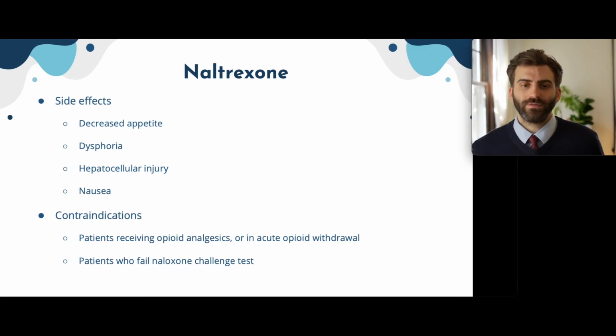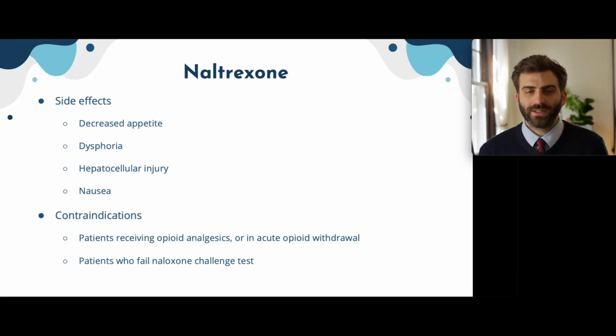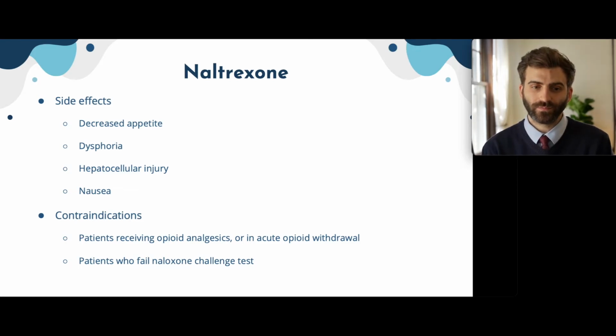Some side effects of naltrexone are worth bringing up. One is that it decreases appetite. So there's a branded product called Contrave that's naltrexone and bupropion in combination, and this is used as a weight loss product. So naltrexone can decrease appetite. It can also cause hepatocellular injury, so you want to check a patient's liver function tests. Contraindications here are patients who are receiving opioids. So if someone has chronic pain and they're on opioids, you don't want to give them an antagonist or the opioids won't do anything anymore.